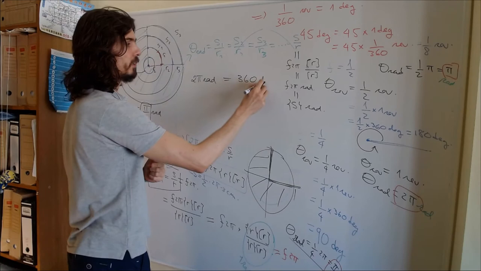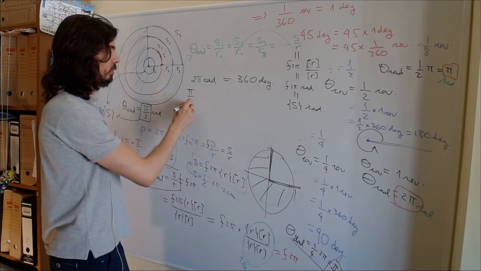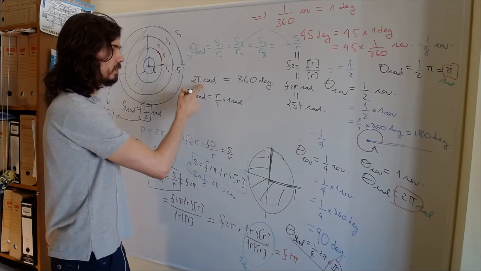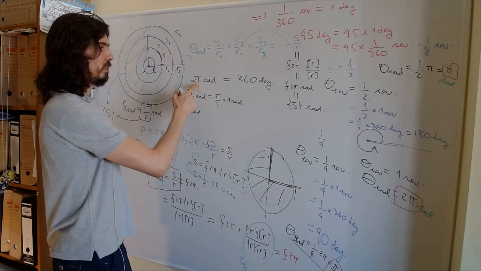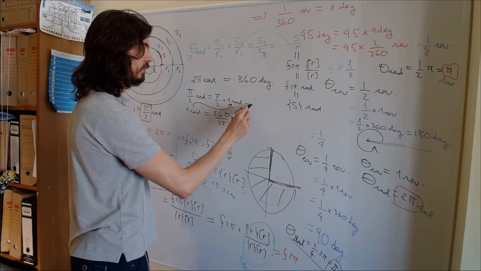And if you know this, you can convert any angle from radians to degrees and degrees to radians. Let's give an example. Pi over 2 radians means pi over 2 times 1 rad. But what is 1 rad? Well, this formula tells us what 1 rad is. You divide both sides by 2 pi, so this is just 1, so you have 360 divided by 2 pi degrees. So you just substitute here, so we have pi over 2 times 360 divided by 2 pi degrees.